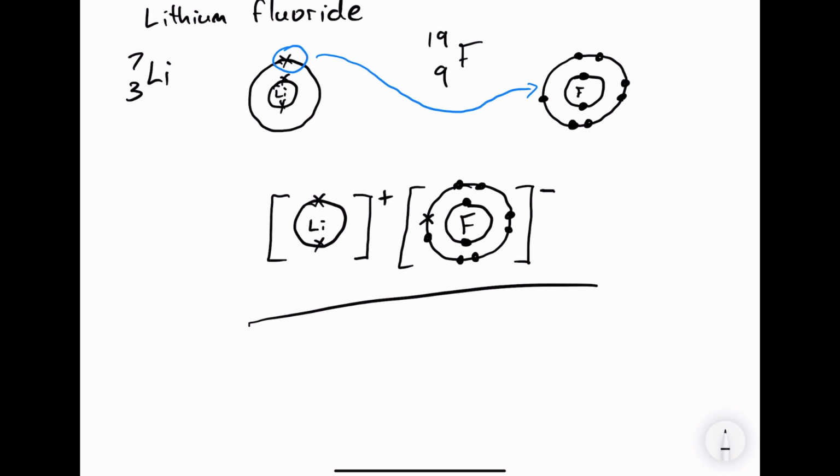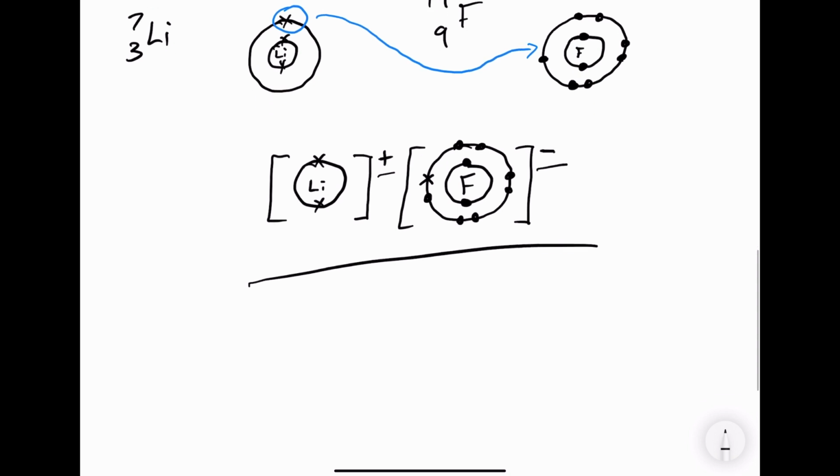As you can see, the charges are the same amount but opposite, so they cancel each other out, which means that the chemical formula for the compound lithium fluoride would be LiF.